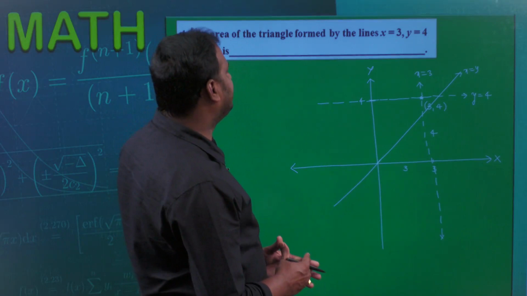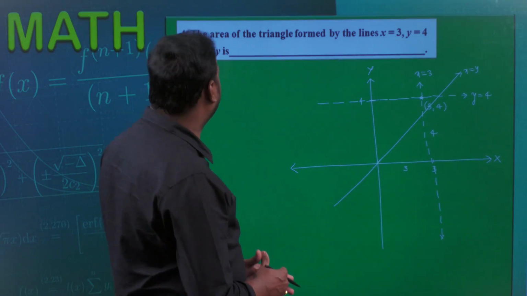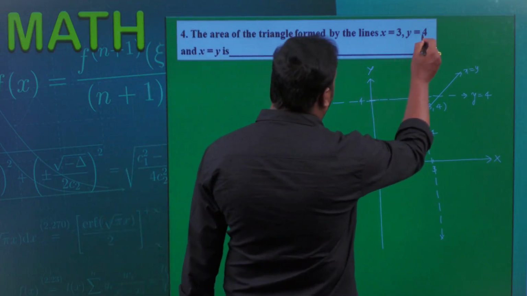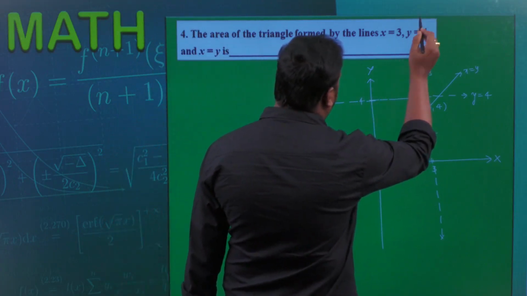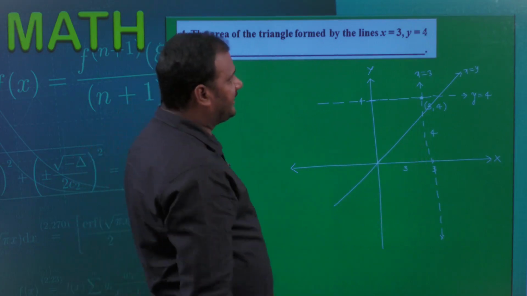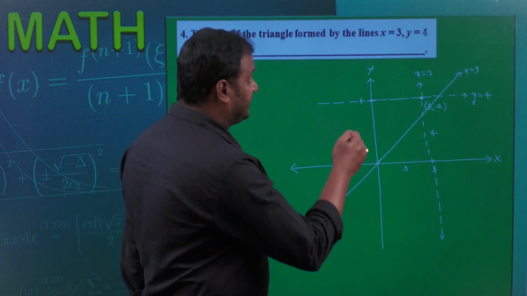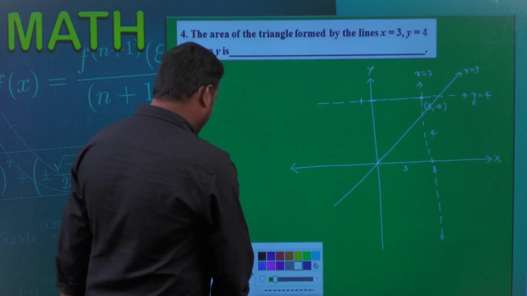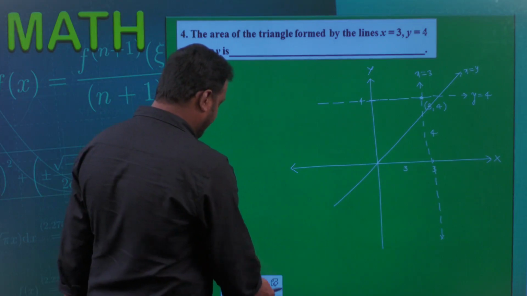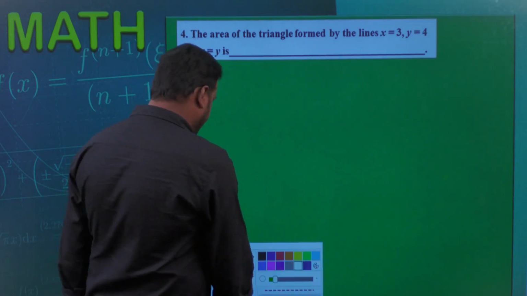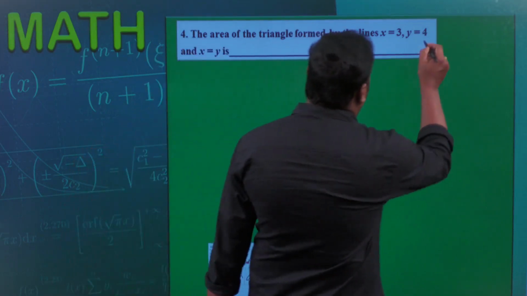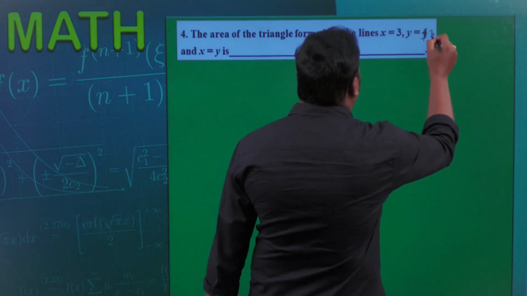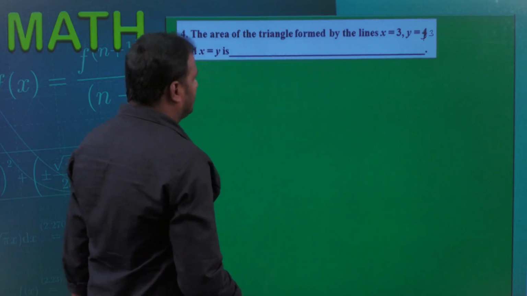Actually, there is no triangle formed by these 3 lines, because it should be x is equal to 3, then y is equal to 3. If it is y is equal to 3, then only the area will be formed. Then a triangle will be formed. That is why we will change the equation here. So the equation is going to be x is equal to 3, y is equal to 3, it is not 4. And x is equal to y.